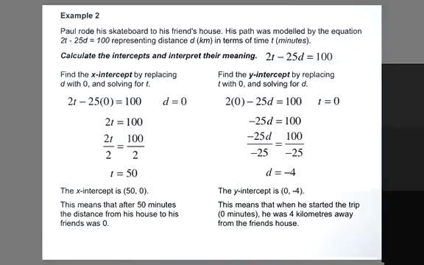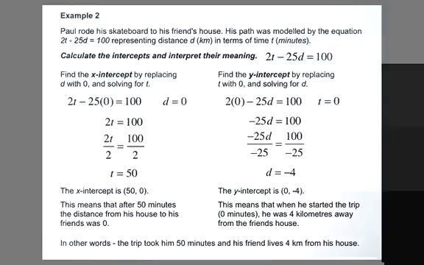The y-intercept represents the dependent variable. This means that when he started the trip at time 0 minutes, he was 4 kilometers away from the friend's house. In other words, the trip took him 50 minutes and his friend lives 4 kilometers from his house.